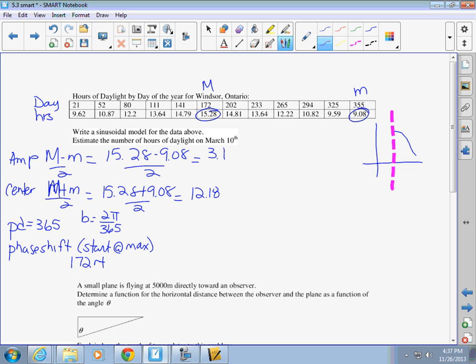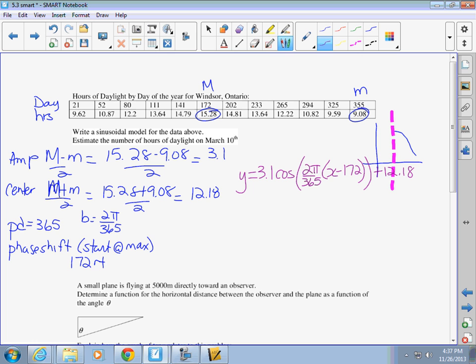Okay, so if I substitute everything I know, y is equal to 3.1 cos of 2 pi over 365 times x minus my phase shift of 172, close that bracket, and then my center line was plus 12.18.